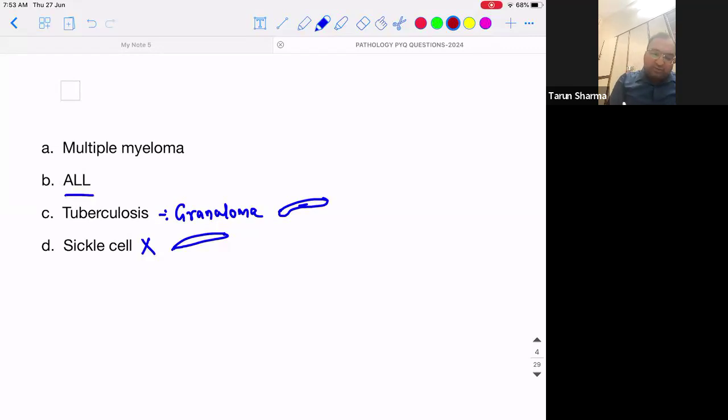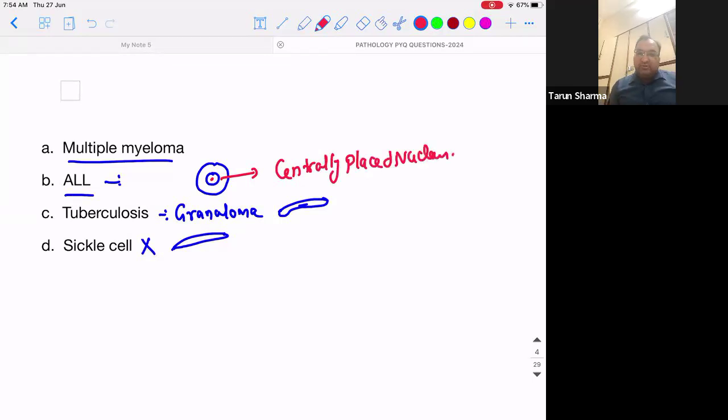Now we are confused between two conditions, ALL and multiple myeloma. In ALL, what are you going to get? We are going to see the blast cells, which will have prominent nucleoli. Blast cells will be round cells which have a centrally placed nucleus. So what is important is the centrally placed nucleus. So it's not eccentric.